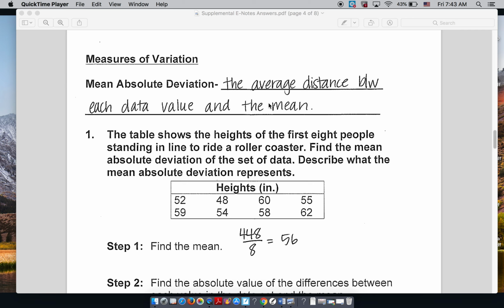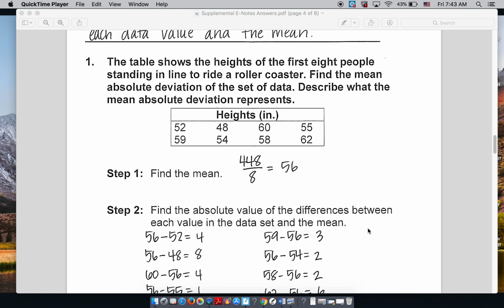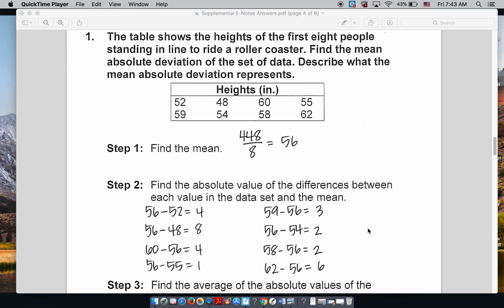Mean absolute deviation is the average distance between each data value and the mean. Because if you notice, every time we are figuring out how far each data point is from the mean and finding the average of that. And so that's exactly what we did. And I'm going to go very quickly through this first example, as I believe the other video did a good job explaining how to do it.